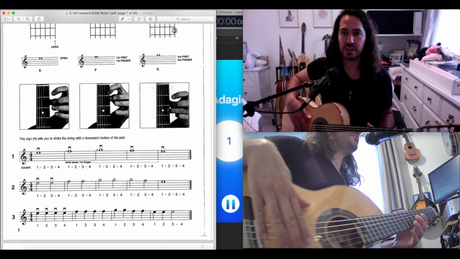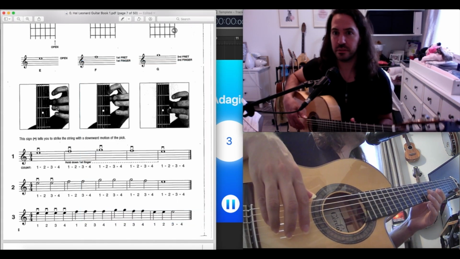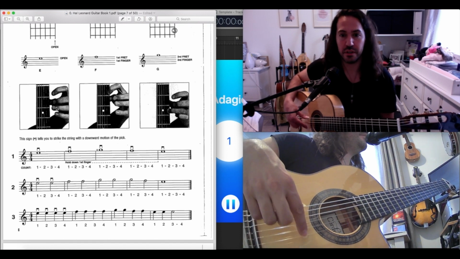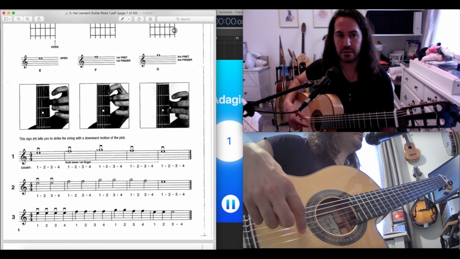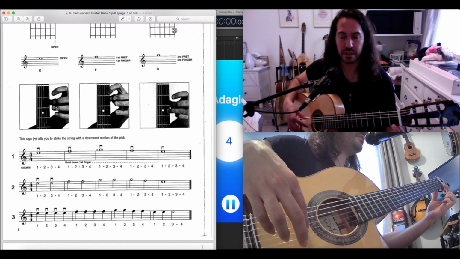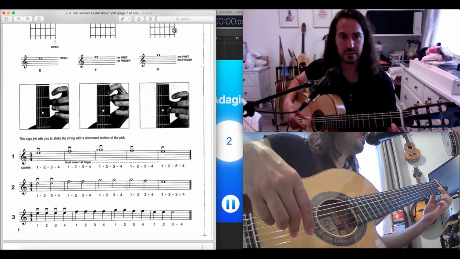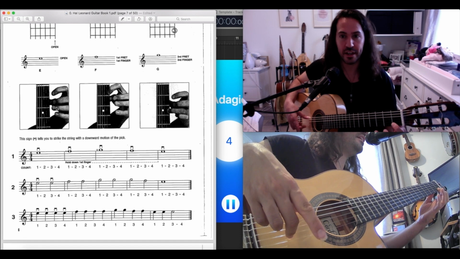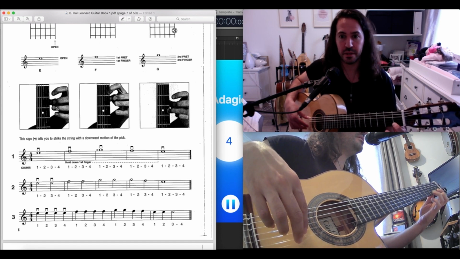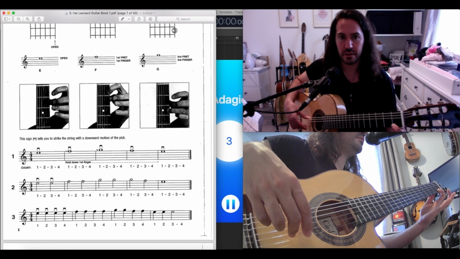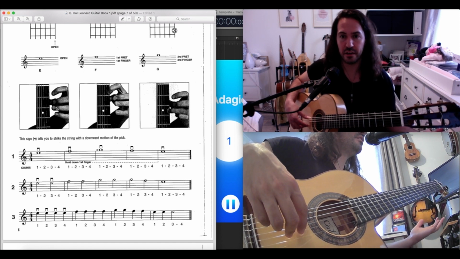So here's exercise 1 using apoyando picado technique. 1, 2, here it is. 2, now F with M. 2, now G with I. 2, and back to F with M. And E with I.